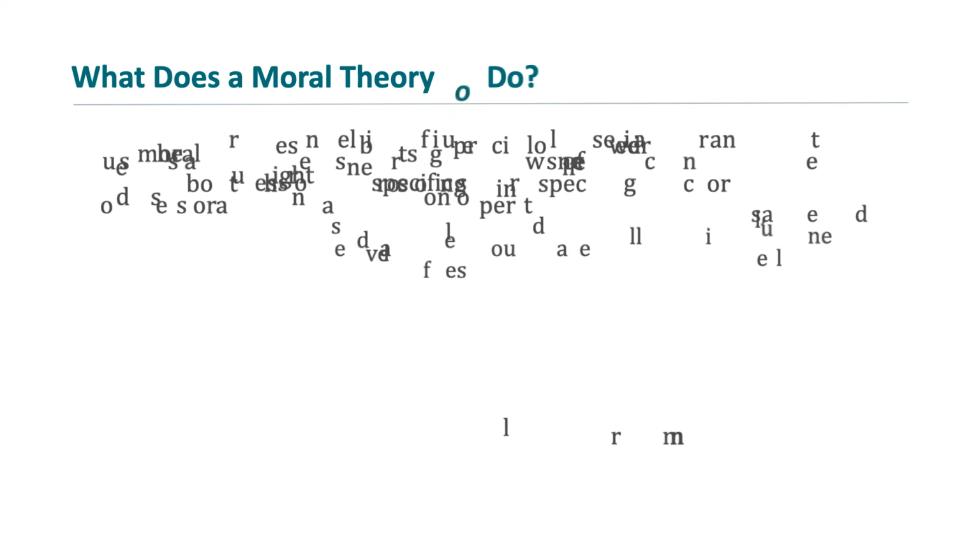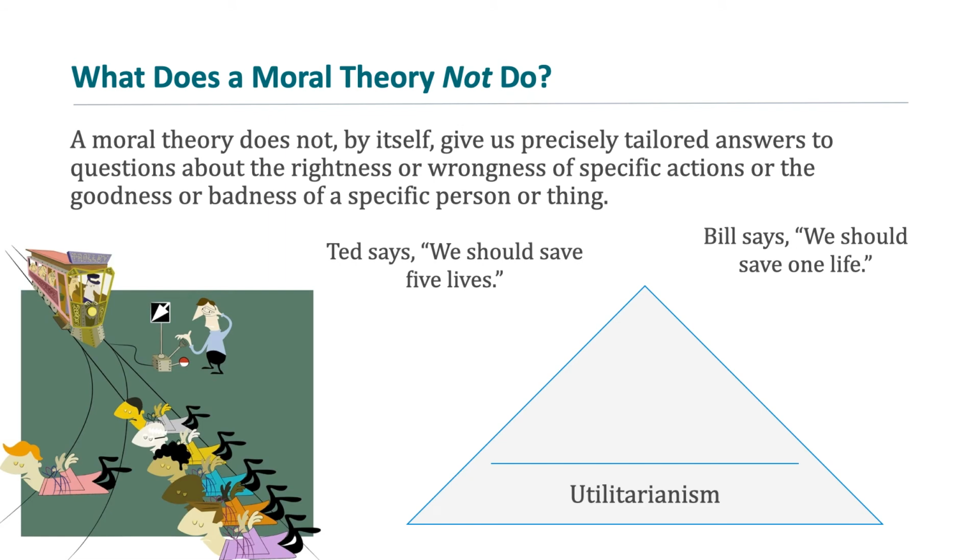Now, we should also think about what moral theories do not do. A moral theory does not, by itself, give us precisely tailored answers to questions about the rightness or wrongness of specific actions, or the goodness or badness of a specific person or thing.